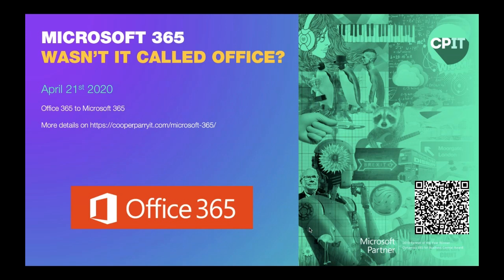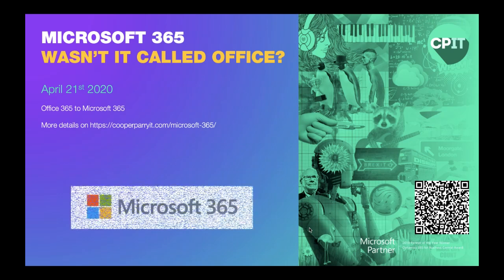First things first, what is this Microsoft 365, and wasn't it called Office 365? So yes, you're right, it used to be called Office 365, but as of the 21st of April, Microsoft have renamed some of the products within their suite and changed that to Microsoft 365. Basically, they've renamed the consumer and small business plans of Office 365 and called it Microsoft 365. The only ones that retain the Office banner are their enterprise products.